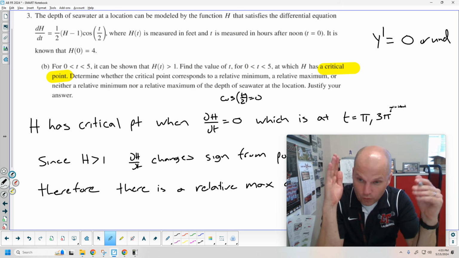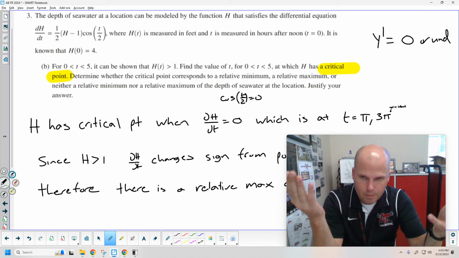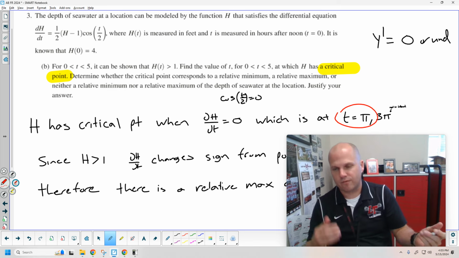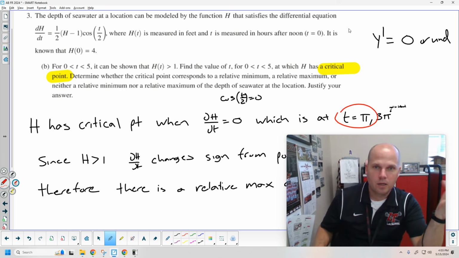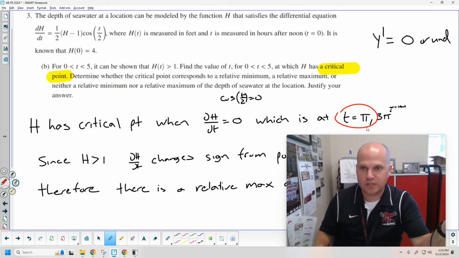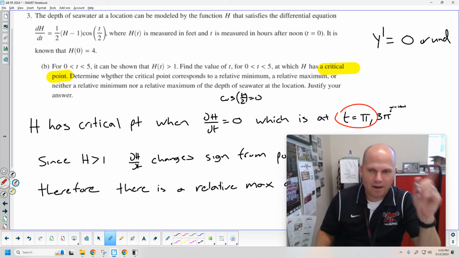Cosine equals 0 at the verticals, pi over 2, 3 pi over 2, 5 pi over 2. So you didn't have to do much solving to figure out you've got pi or 3 pi. Now 3 pi is 3 times 3, which is going to be closer to 9. Pi is between 0 and 5. So pi is the only value. Now here's the next thing.